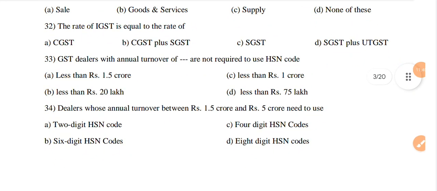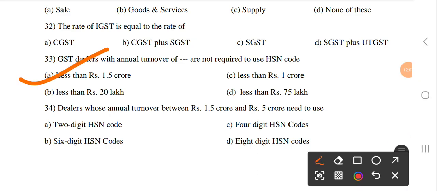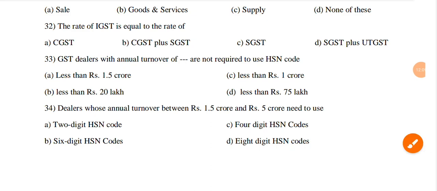Next question. GST dealers with annual turnover of dash are not required to use HSN code. Option A less than rupees 1.5 crore, B less than rupees 20 lakh, C less than rupees 1 crore, and D less than rupees 75 crore. The correct option is A less than rupees 1.5 crore.